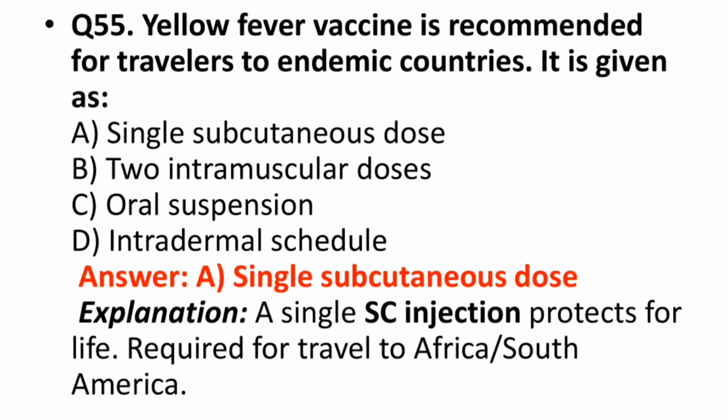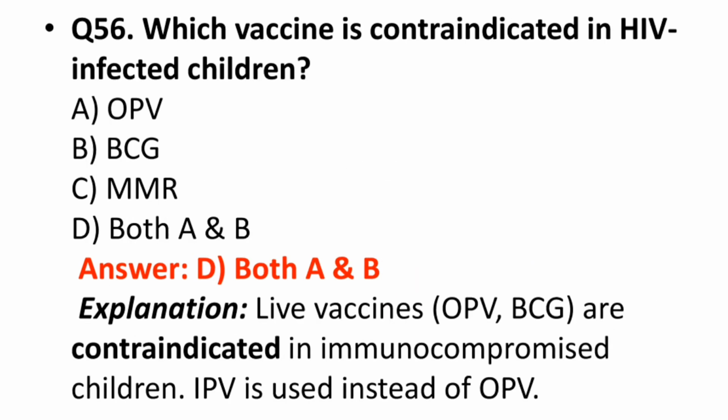Yellow fever vaccine is recommended for travelers to endemic countries. It is given as option A single subcutaneous dose, option B two intramuscular doses, option C oral suspension, option D intradermal schedule. The correct answer is option A single subcutaneous dose. A single subcutaneous injection protects for life, required for travel to Africa or South America.